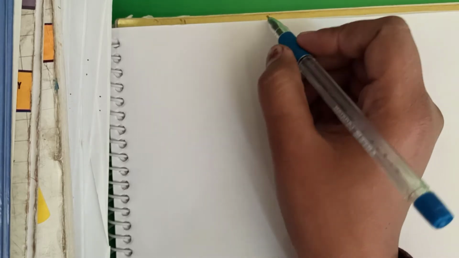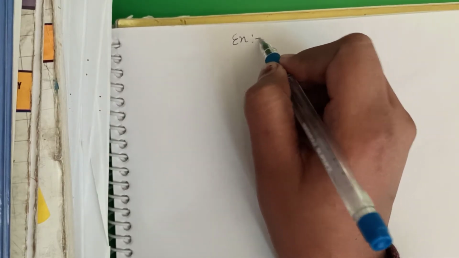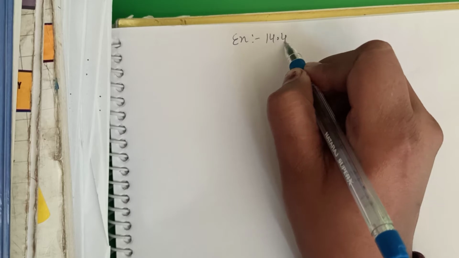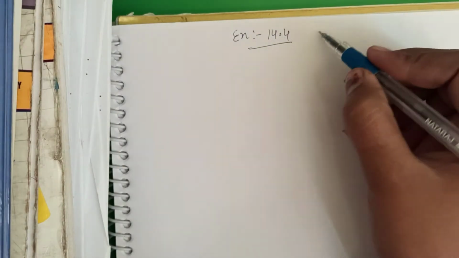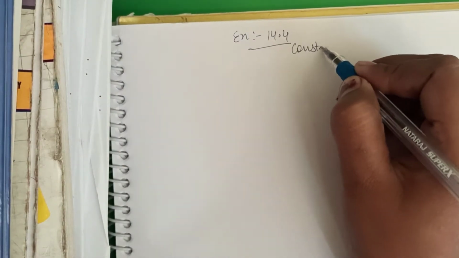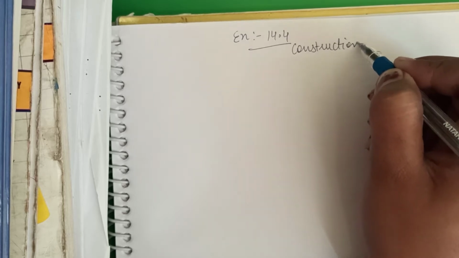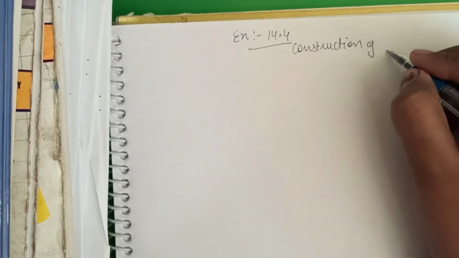Today we will do our next exercise, that is 14.4. In this exercise today you will learn how to draw the spatial angles. So first of all, what do you mean by the spatial angles?